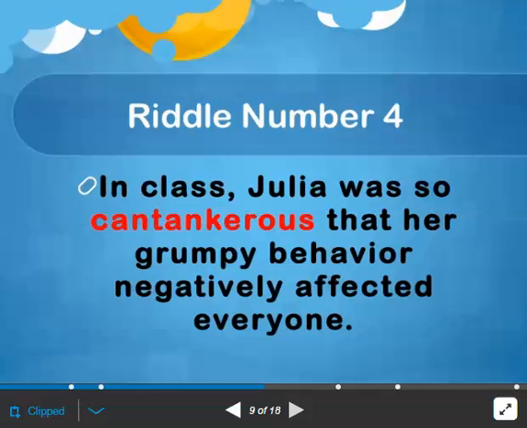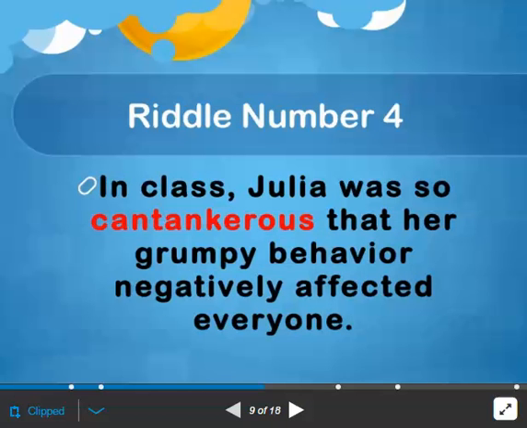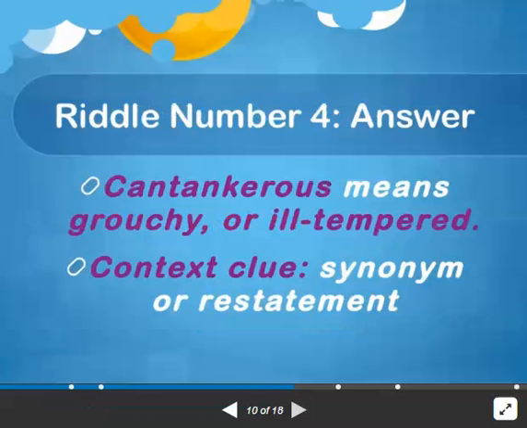In class, Julia was so cantankerous that her grumpy behavior negatively affected everyone. What might that word mean? Using our context clues, we can figure out that that word means grouchy or ill-tempered because it's a synonym or a restatement. If you look at the example, it said her grumpy behavior negatively affected everyone. So we can use that to figure out the meaning of the unknown word.